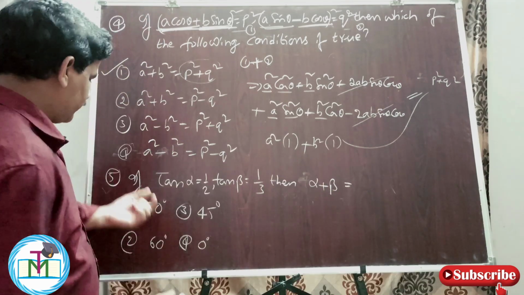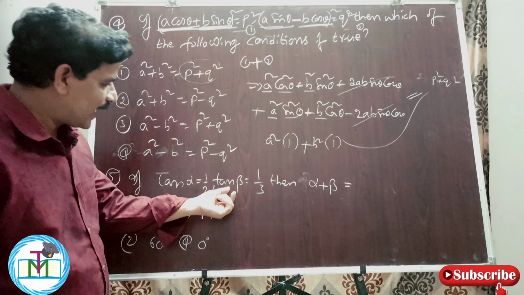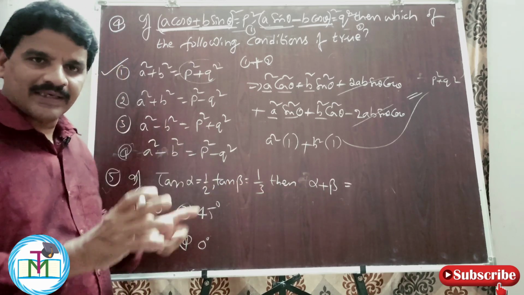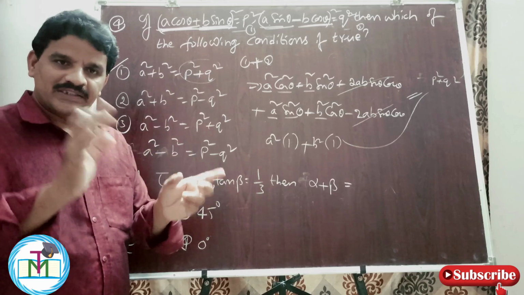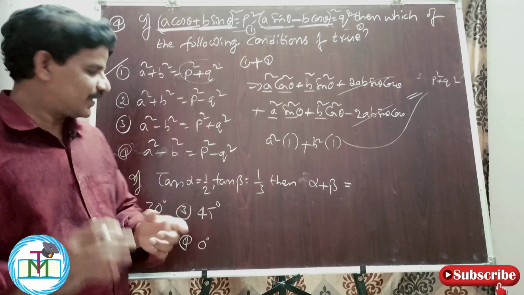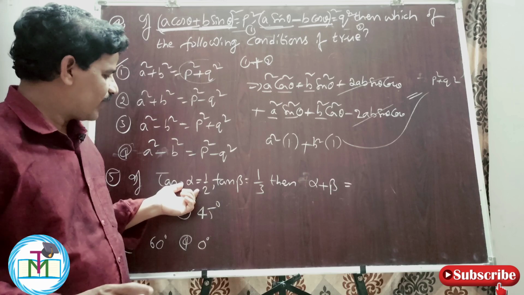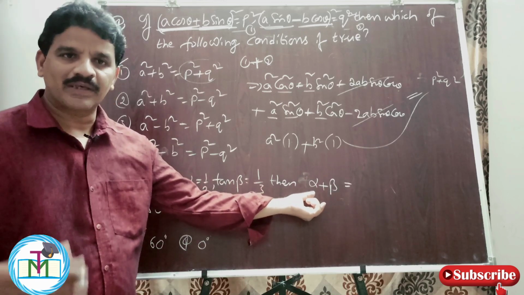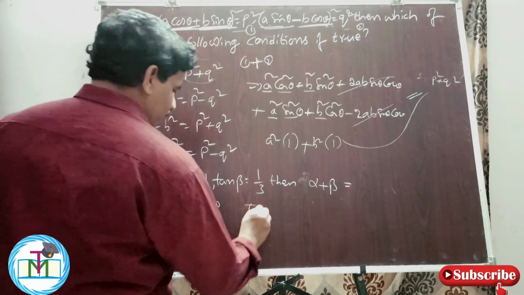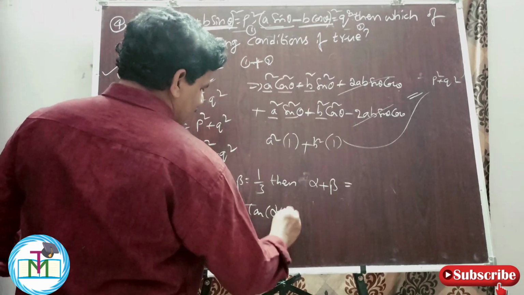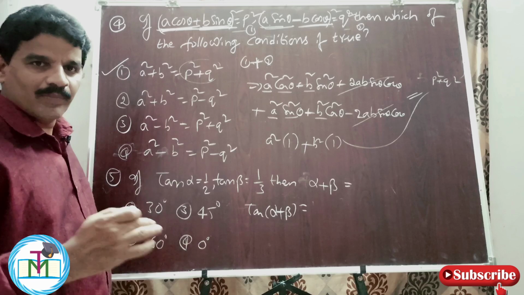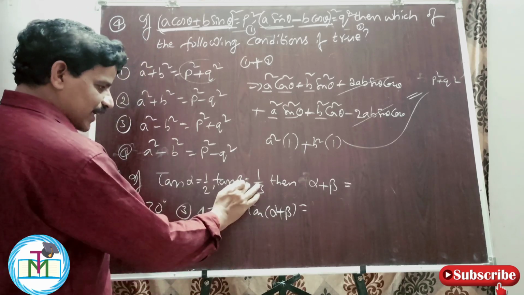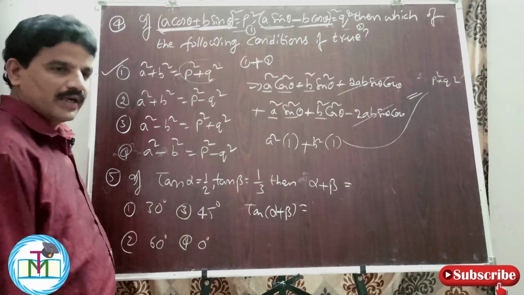Now question number 5. If tan alpha equal to 1 by 2, tan beta equal to 1 by 3, then alpha plus beta is equal to how much? In the trigonometric table, the values for 0 degrees, 30 degrees, 45 degrees, 60 degrees are there. For tan, tan alpha equal to 1 by 2, tan beta equal to 1 by 3 are not there. We have to calculate what? Alpha plus beta. How? Tan alpha plus beta. What is the tan a plus b formula? Tan a plus tan b by 1 minus tan a tan b. Means here tan alpha plus beta means tan alpha plus tan beta by 1 minus tan alpha into tan beta.